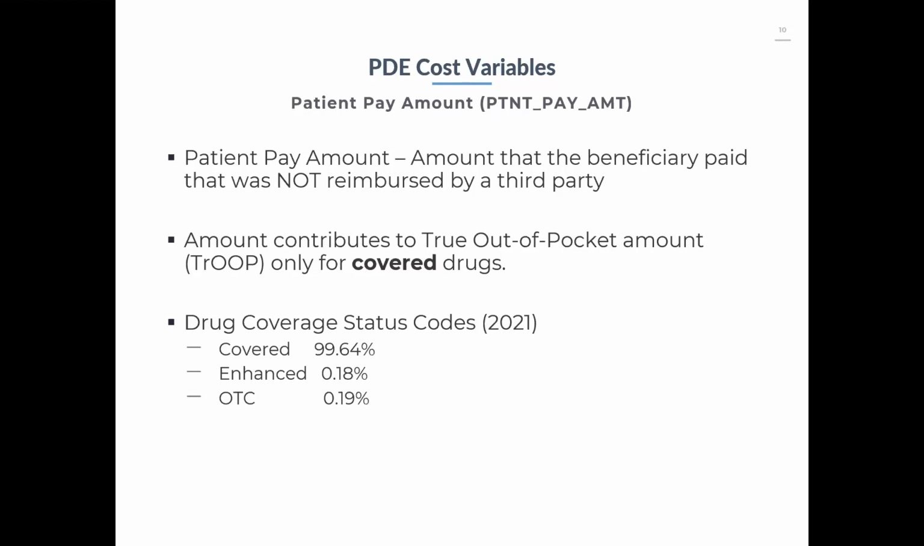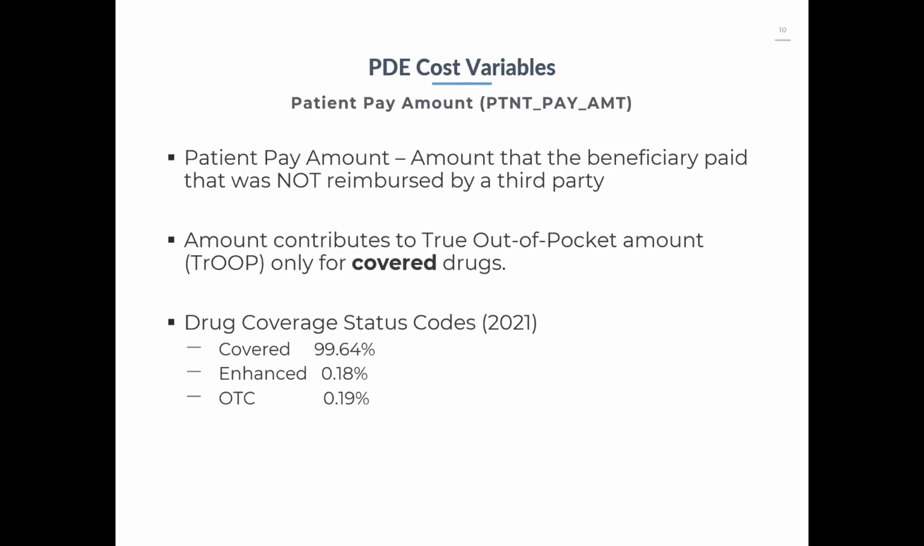So like the name sounds, this is the amount that the beneficiary paid that was not reimbursed by a third party. This amount contributes to the true out-of-pocket amount for the member, but only for covered drugs. Remember, the out-of-pocket amount is tracked by Part D so that they can track what phase a member is in their drug coverage throughout the year.